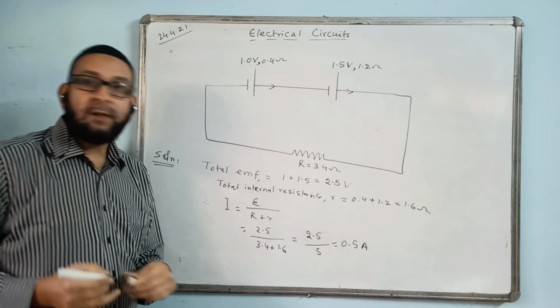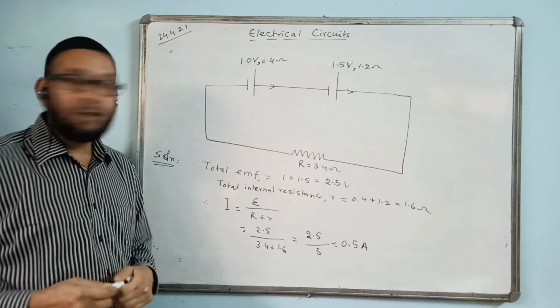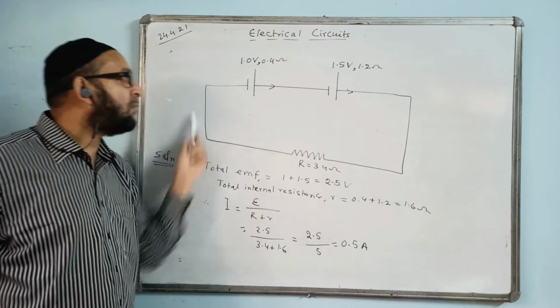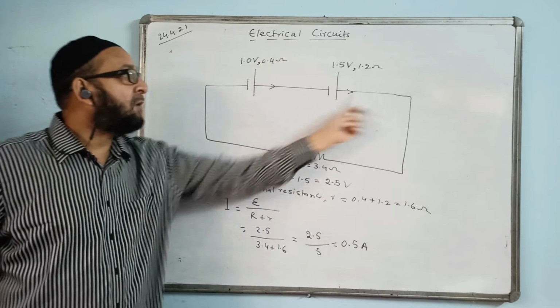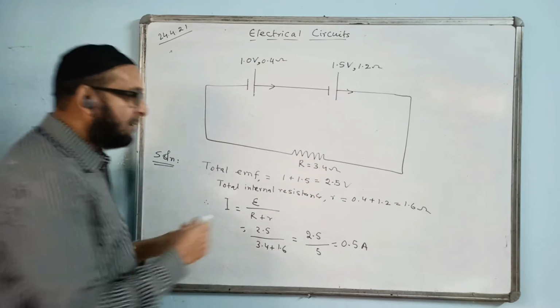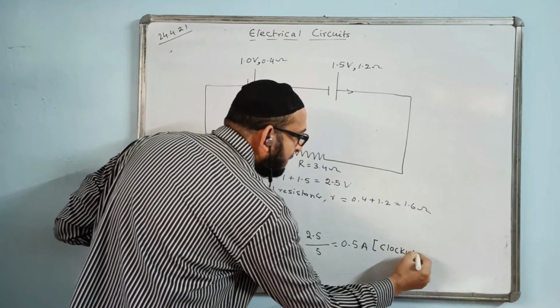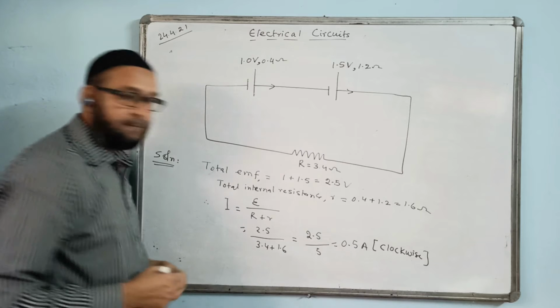And now we check the direction. What direction is the current flowing in the circuit? Both cells are giving current in the same direction. What direction, clockwise or anti-clockwise? We check it. I think it is going this way, so this is clockwise. So here we will write: the current is in clockwise direction.